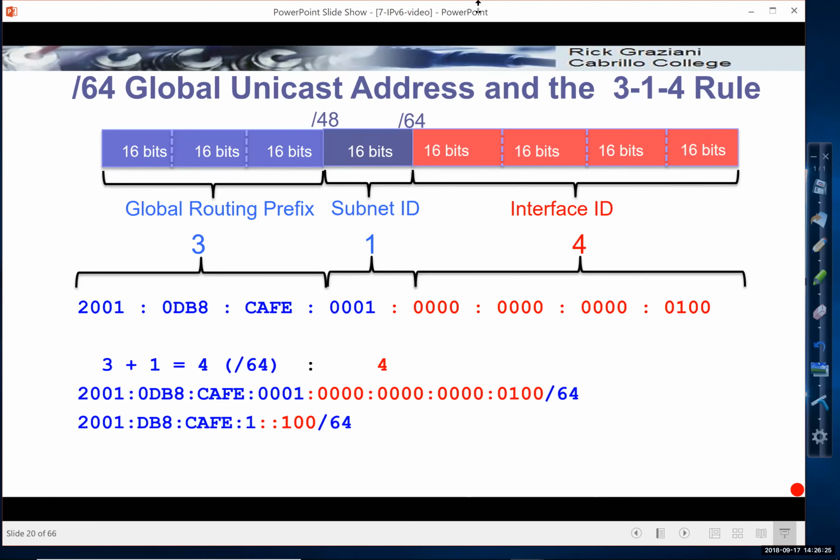As you can see here, by the way, notice that we have reduced it. We've gotten rid of the leading 0 there. We replaced these 3 hextets with the double colon, and we've omitted this leading 0 as well. So this is the compressed format that we learned earlier.